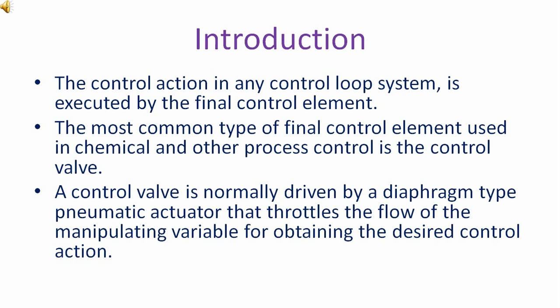Introduction. The control action in any control loop system is executed by the final control element. The most common type of final control element used in chemical and other process control is the control valve. A control valve is normally driven by a diaphragm type pneumatic actuator that throttles the flow of the manipulating variable for obtaining the desired control action.